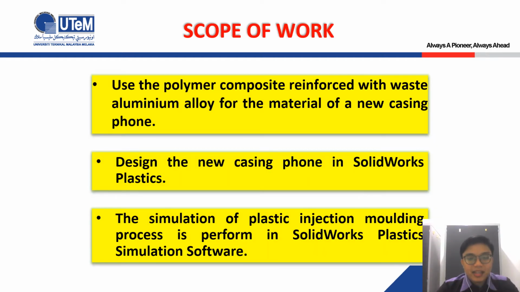There are 3 scopes of work in my project. Number 1, use the polymer composite reinforced with aluminium alloy as the material of a new phone casing. Number 2, design the new phone casing in SolidWorks. Number 3, the simulation of the plastic injection molding process is performed in SolidWorks Plastics simulation software. The SolidWorks practice in class gave me some advantage in doing my project.